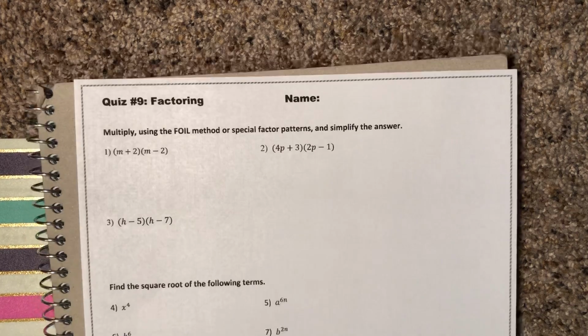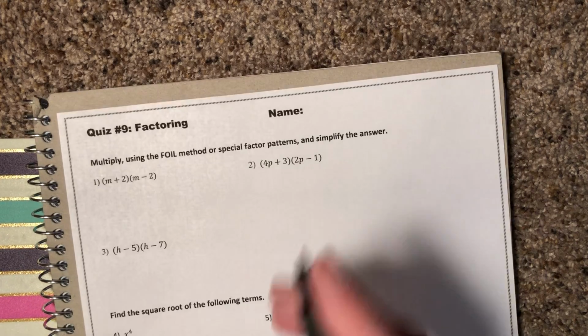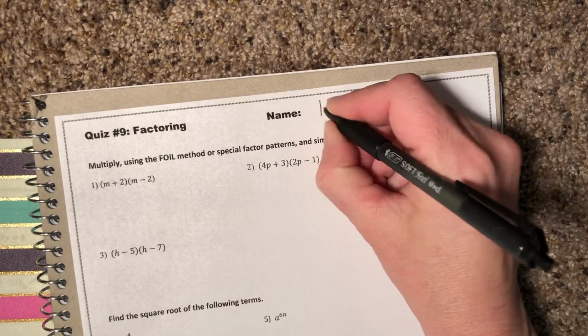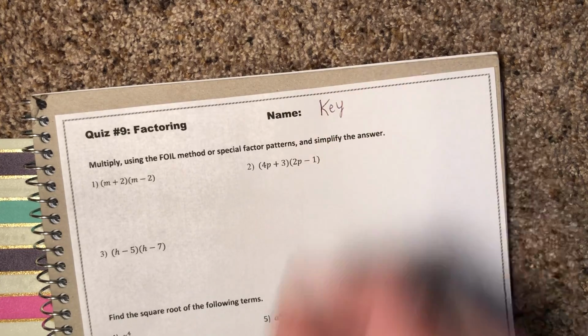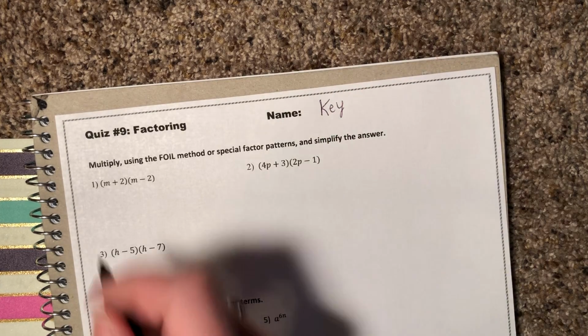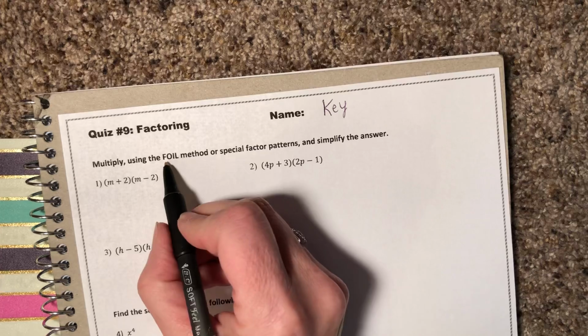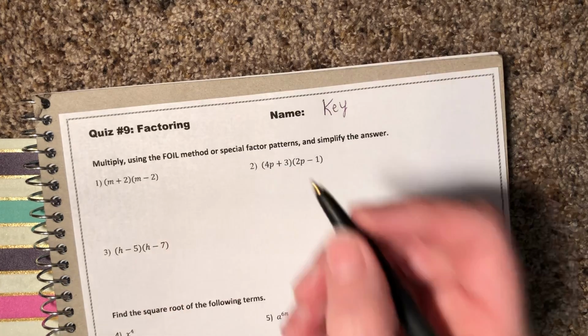Okay, going over quiz number 9. So this is going to be our key. First 3 problems are FOIL problems. Remember, it's first, outer, inner, last.